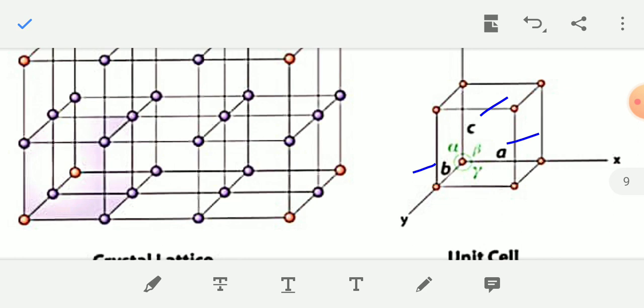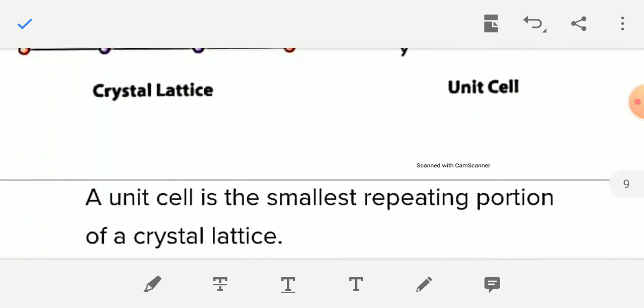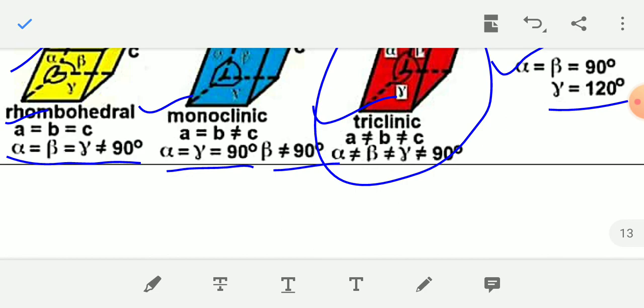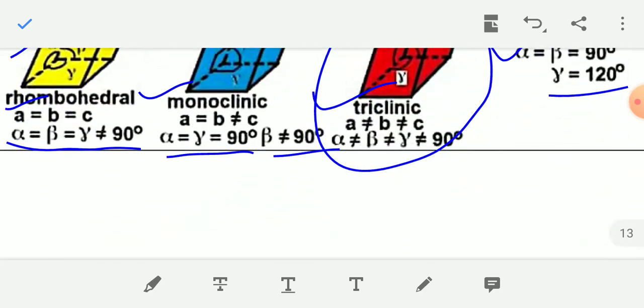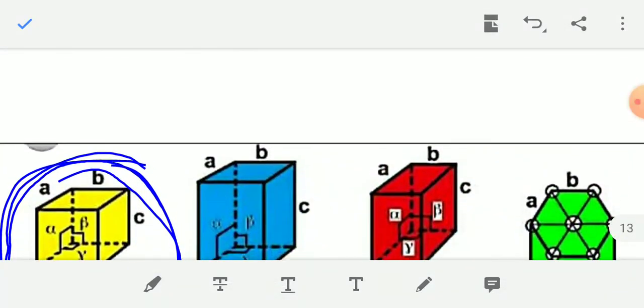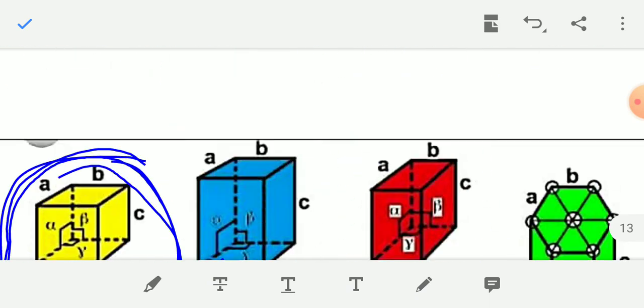Okay, so in the next video I'll discuss packing efficiency, packing fraction of different crystal systems.